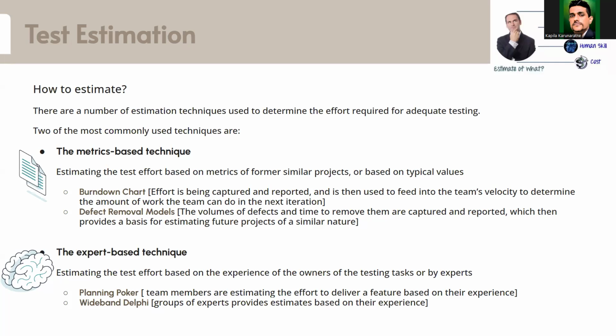If you're going to build a house or buildings, this is how you derive it. If you ask a construction company that works scientifically, they will build up a set of matrices. If you go to a mason, he will do it based on his experience. The same theory applies to software. So there are two methods. One is the matrix-based technique. You use certain software matrices like burndown, defect removal models, and there are various models.